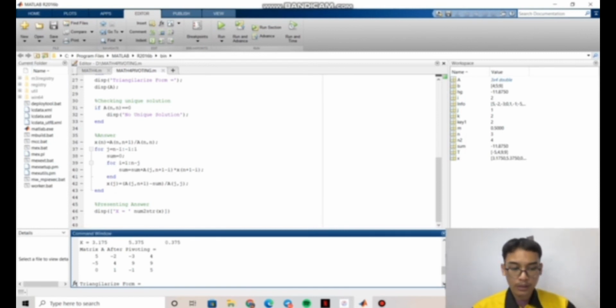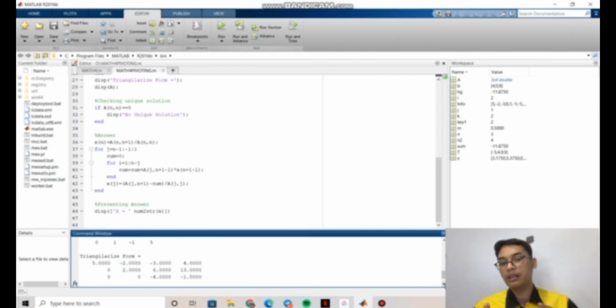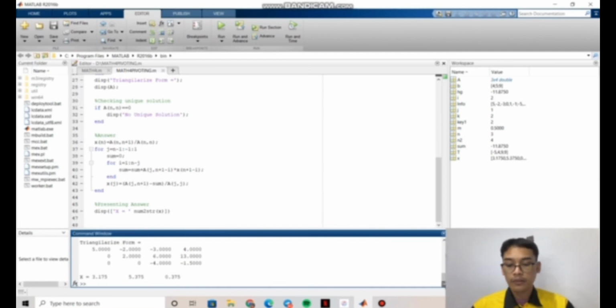After that, we will get the triangular form. This is the form after we do the pivoting. At this part, it is a little bit different from Gauss elimination because we have swapped the row, so the values will change, but actually the final answer will be the same as the Gauss elimination method. So what I can calculate here is the value of V1 is 3.175 volt and V2 is 5.375 and V3 is 0.375. So we have shown that our manual calculation and our simulation are the same.